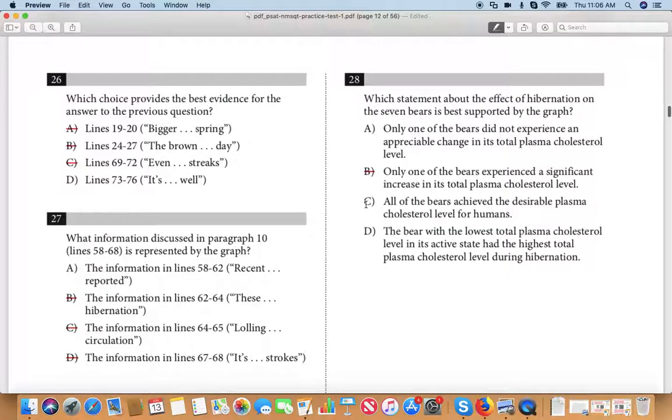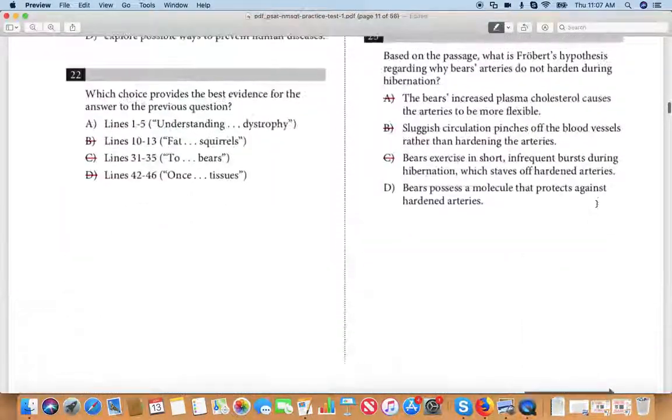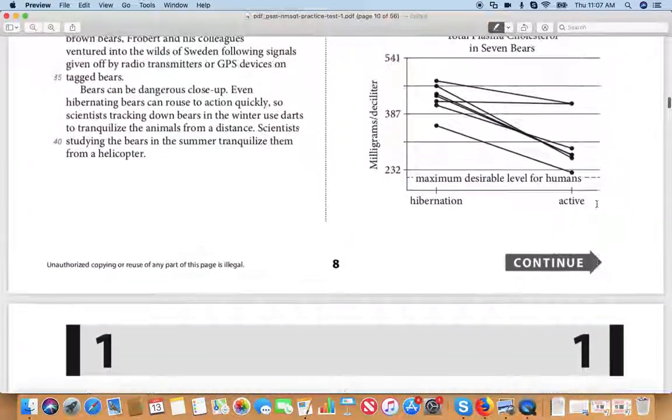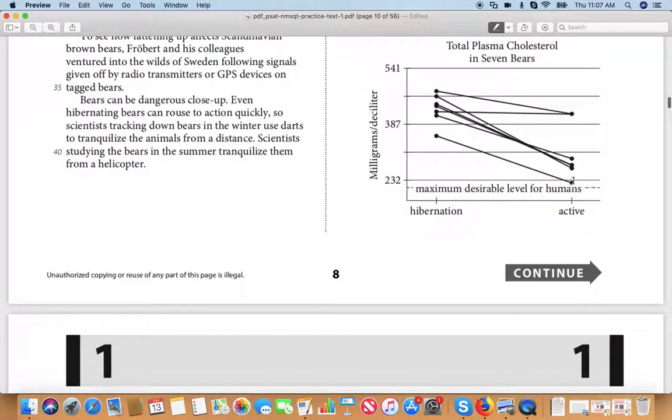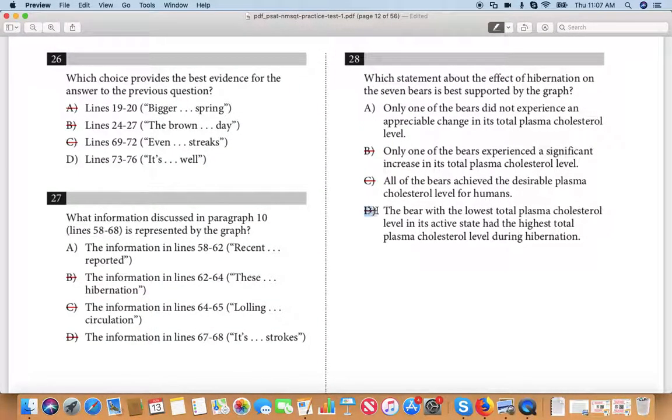Answer choice D. Go and read that, please. The bear with the lowest total plasma cholesterol level in its active state has the highest total plasma cholesterol level during hibernation. Let's see the guy that had the lowest. That's the guy right here during his active state. Did he have the highest level during hibernation? No, in fact, he had the lowest during hibernation. So that's just not a true statement. Using evidence from the chart, we can easily eliminate D, and it is indeed answer choice A.